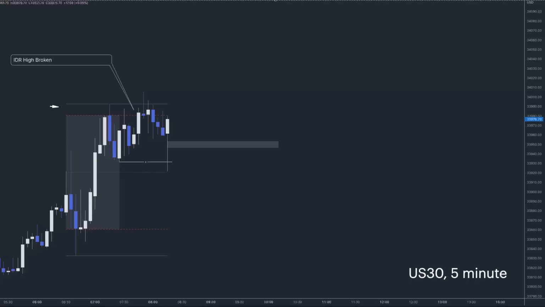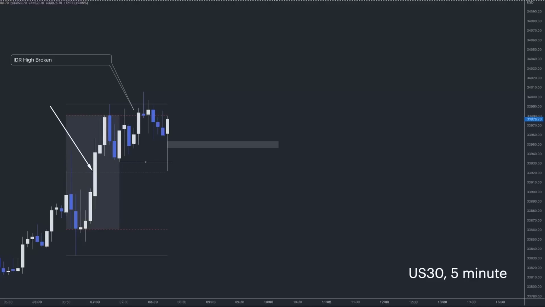Next example, US 30 5 minute chart. Here we have the IDR high broken with one candle. Then we get a second candle close above the IDR high. Something to think about: maybe the number of candles might be important to you. Price then comes down, takes the swing low at the midpoint of the DR.